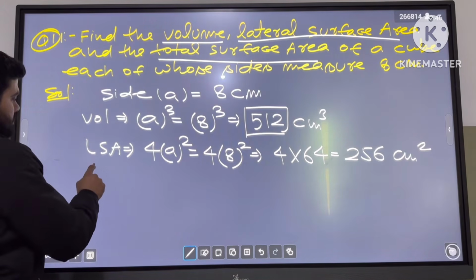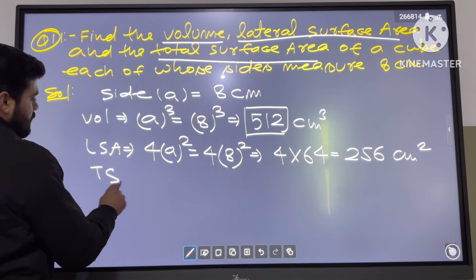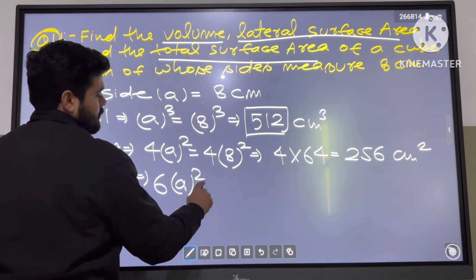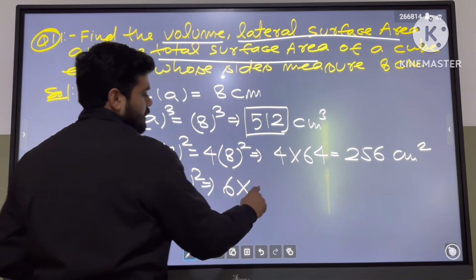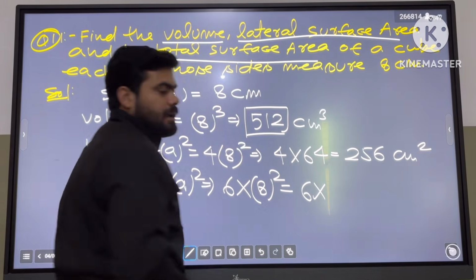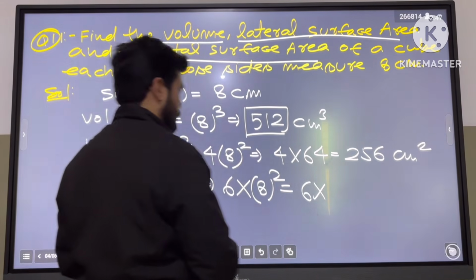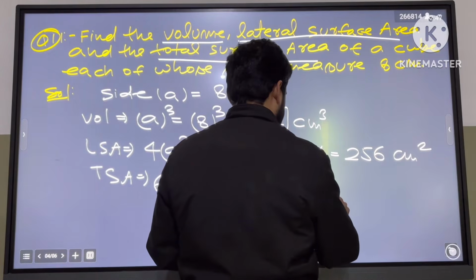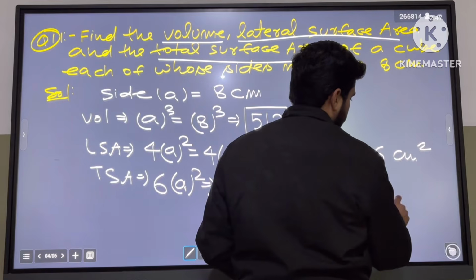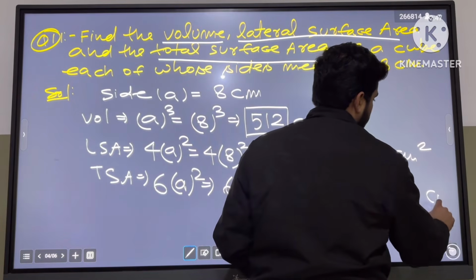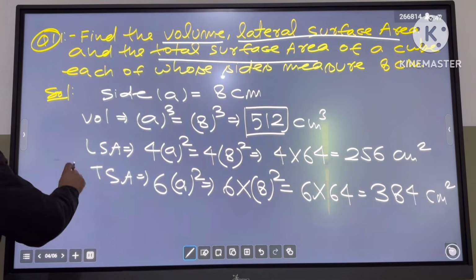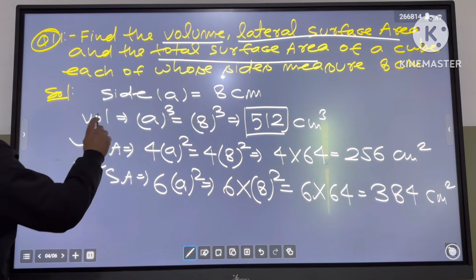And the next one is total surface area. What is the formula of total surface area? 6 into side square. So 6 into 8 square. Square of 8 is 64. So the final answer is 384 centimeter square. So this is the total surface area of this cube, and this is the lateral surface area of this cube.